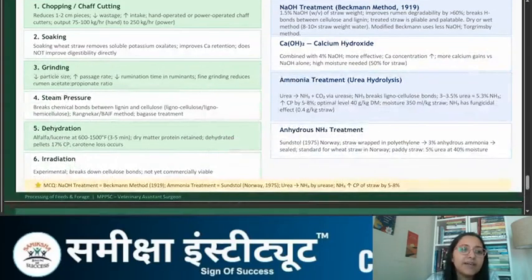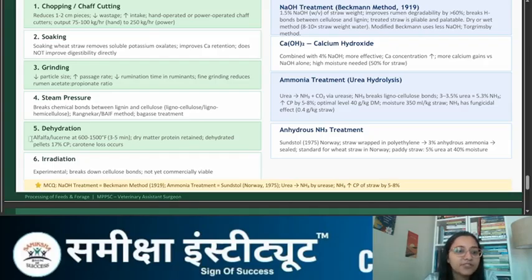Then grinding, by reducing the particle size and improving the passage rate. Rumination time gets reduced. Fine grinding reduces the rumen acetate and propionate ratio. Then steam pressure breaks the chemical bonds between lignin and cellulose. The lignocellulose or the lignohemicellulose bonds get broken down during steam pressure.